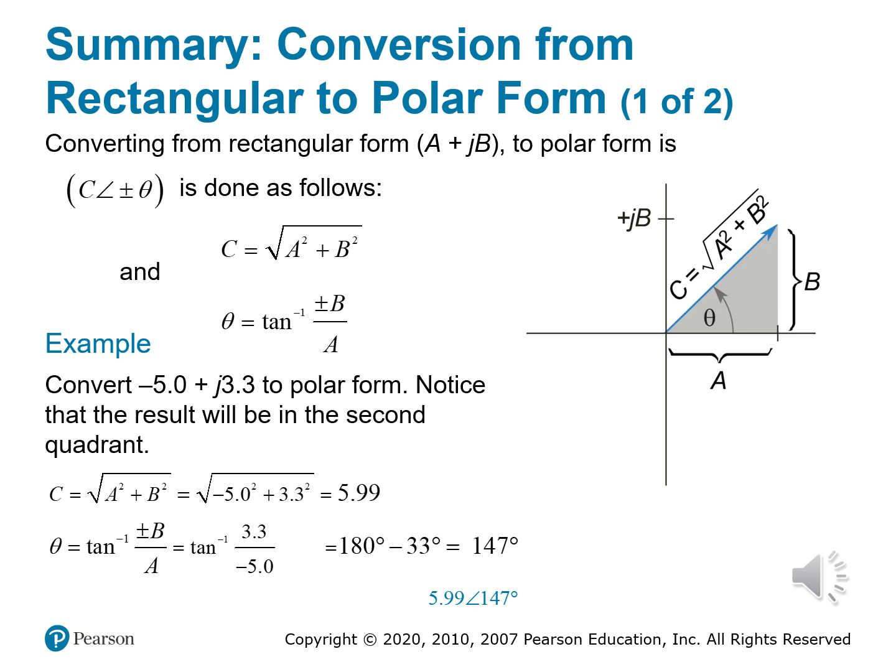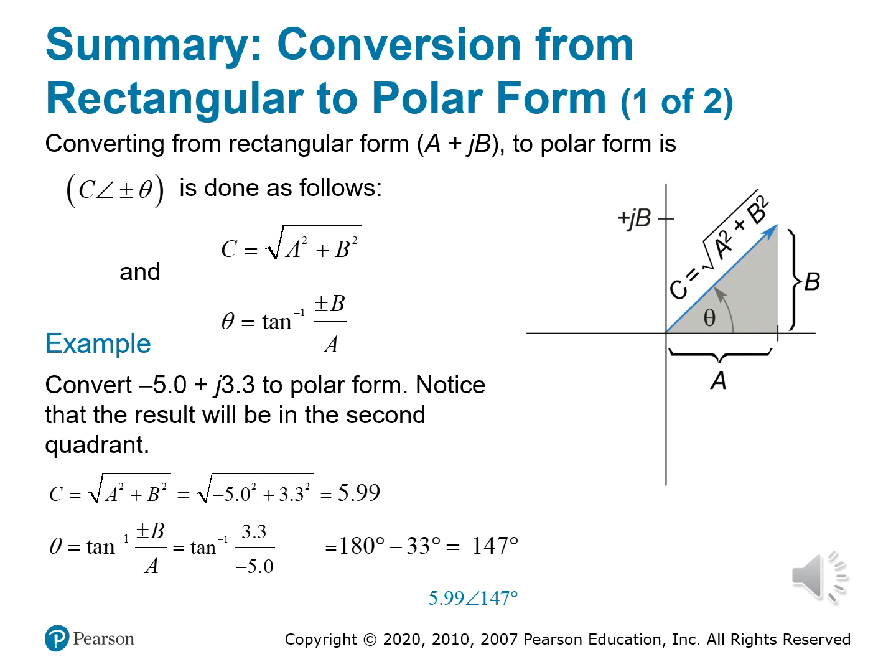So let's look at the slide. The math behind the transformation. We're going to convert the complex number negative 5.0 plus j 3.3. This number lives in the second quadrant. And how do we know this? Because it has a negative real part, the negative 5.0, and a positive imaginary part, the plus 3.3.